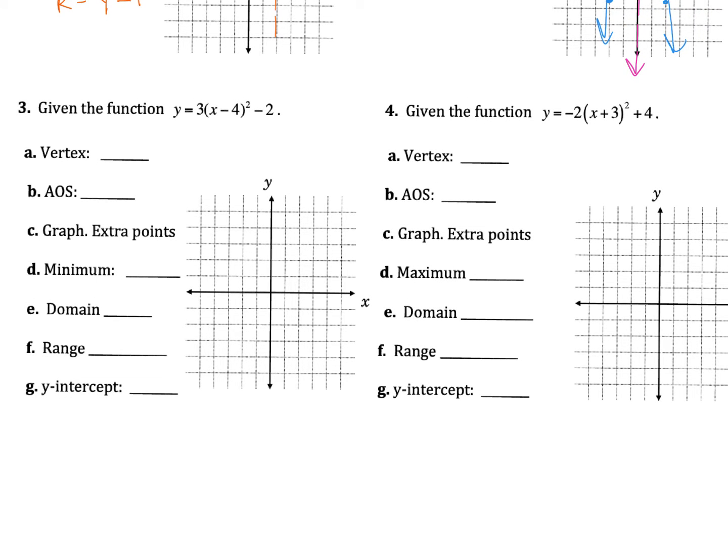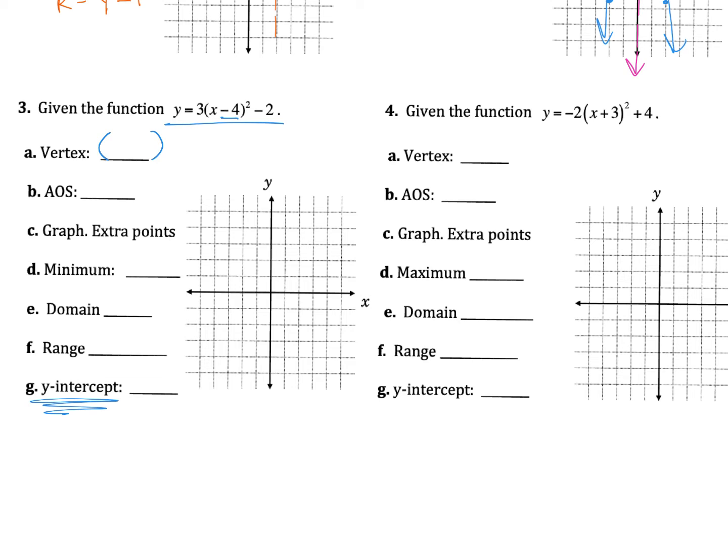Number 3. So now we have this function, and we're just going to name all the different pieces. So it's a very similar question with one extra little bonus piece here. We're going to find our Y-intercept, and I'm just going to graph 3 points on these ones, okay? What is your vertex for this graph? 4, negative 2. Opposite of what it looks like inside, same as what it looks like outside.